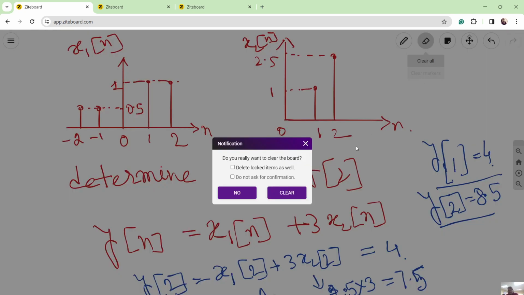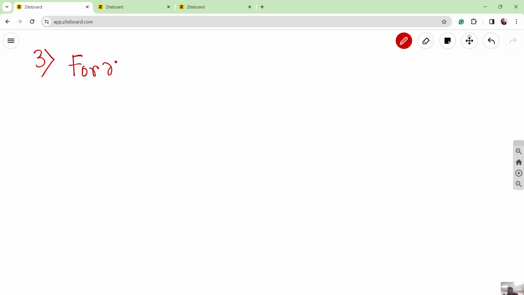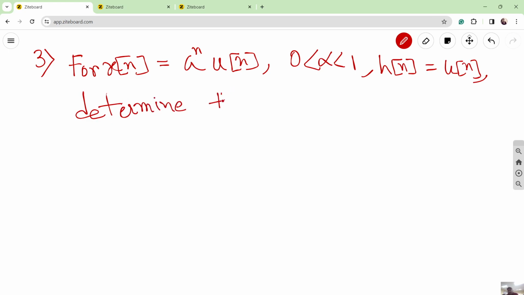Okay, now let us go to the next question. For x of n equal to alpha to the power n u of n, 0 less than alpha less than 1 and h of n equal to u of n, determine the impulse response y of n.